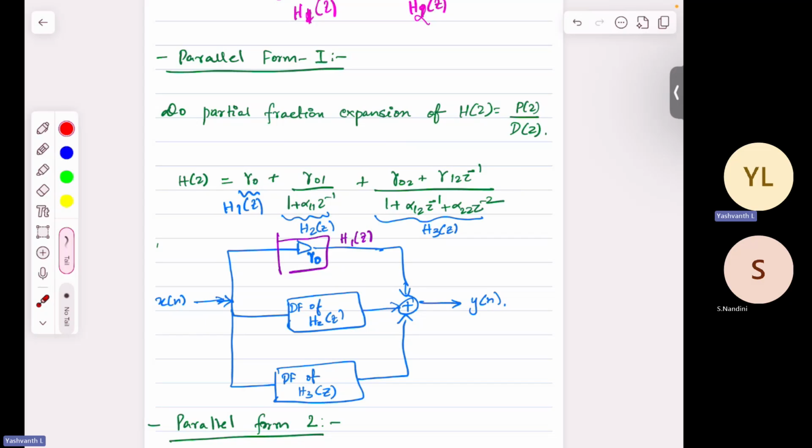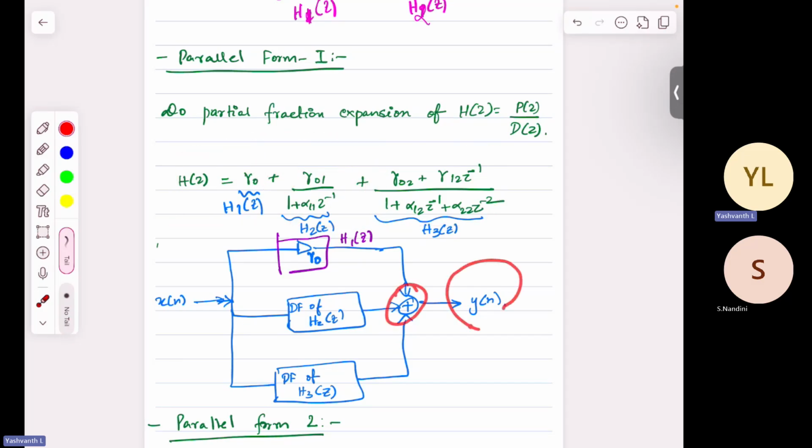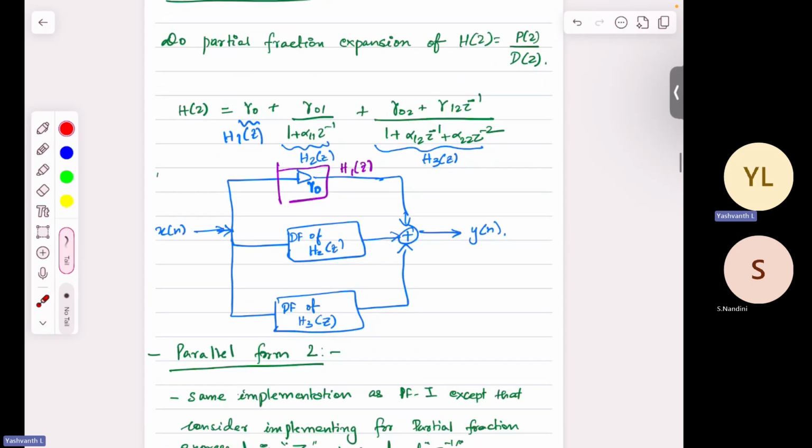H1(z) just has gamma naught, which means it just multiplies by gamma naught. Then do the direct form realization of the second filter, and in parallel the direct form realization of the third filter. Take the output of all of them and add them up, because of the addition in the partial fraction expansion, and you get the output. This is called parallel form because the operations happen in parallel across three different branches. This is called parallel form 1.